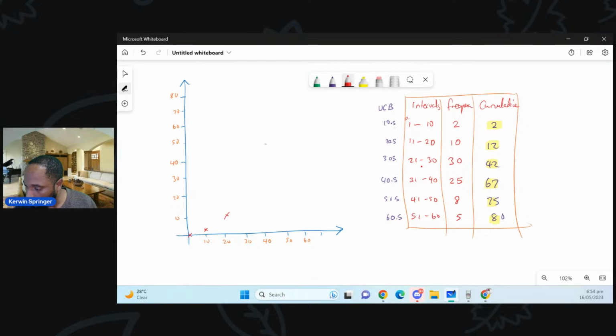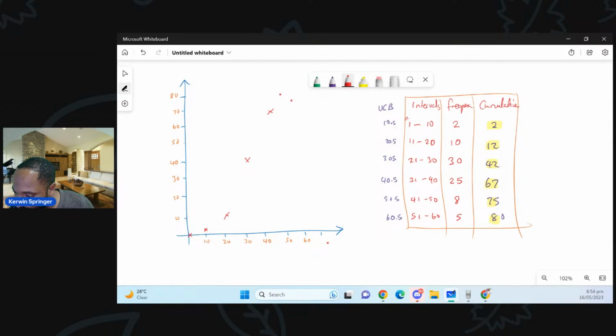So 30.5, 42. About there, so class, 42. 30.5, I could shift a little more. 30.5, 42. Then 67, 40.5, 67, 40.5, 67. You just do a quick sketch here, you'll have to draw it properly in the exam.